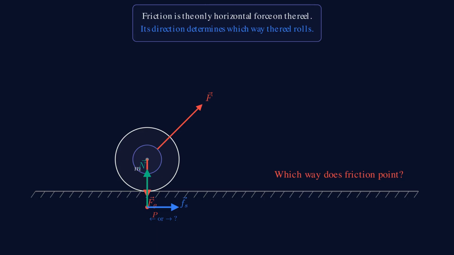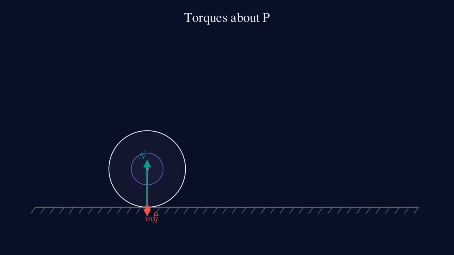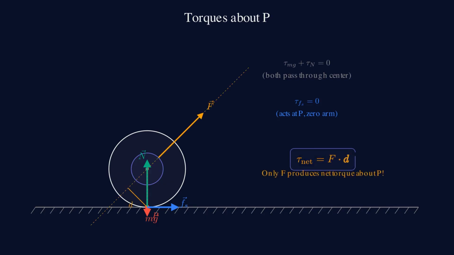Here's the key insight. Take torques about the contact point P where the reel touches the ground. Gravity and the normal force both pass through the center, so they produce equal and opposite torques that cancel. Friction acts right at point P, so its moment arm is 0. That means only the pulling force F creates a net torque about P. The direction of rolling depends entirely on which side of P the force's line of action passes.